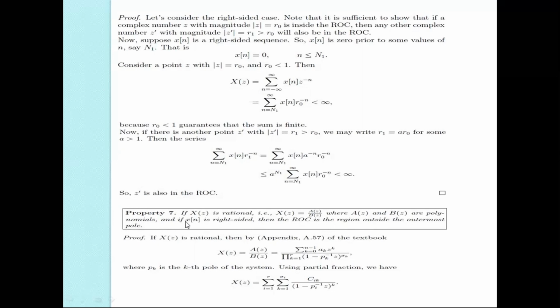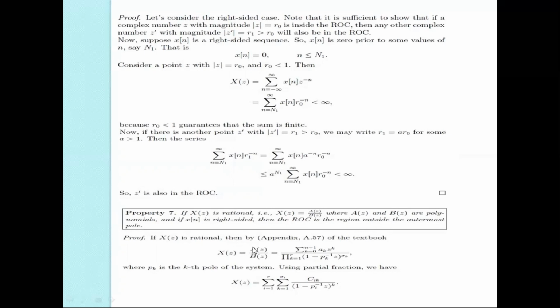If x(n) is right-sided, even when the given function X(z) is rational in the form of A(z) and B(z), where A(z) and B(z) are polynomials, and x(n) is right-sided, then the ROC is the region outside the outermost pole.